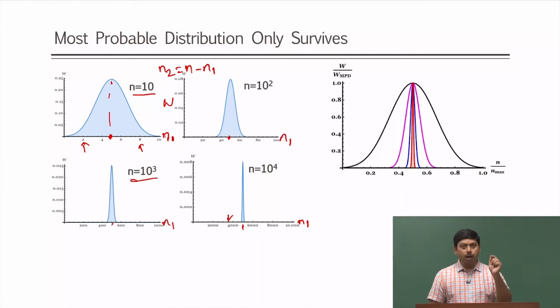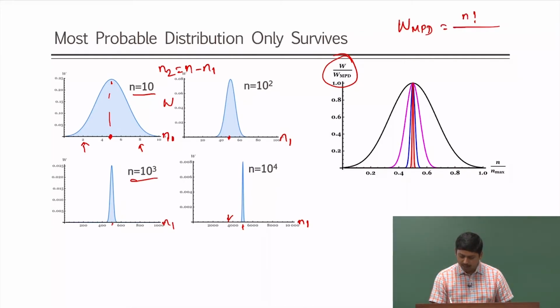It will be more clear if we do a percentage deviation or fractional deviation, then it will be understood. So, for example, here I am plotting W by W MPD. W MPD is for the distribution when it is half-half. So, W MPD, most probable distribution, is n factorial by (n by 2 factorial)(n by 2 factorial). I am dividing by W MPD. So, as you can see, when n 1 equals half or 0.5, it should be equal to 1, because the W becomes W MPD. So, that always is 1.